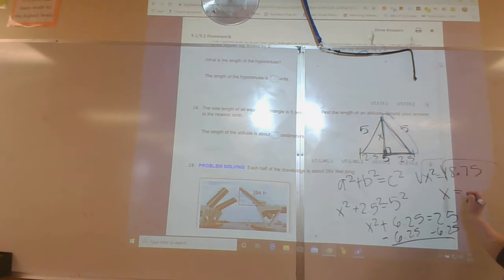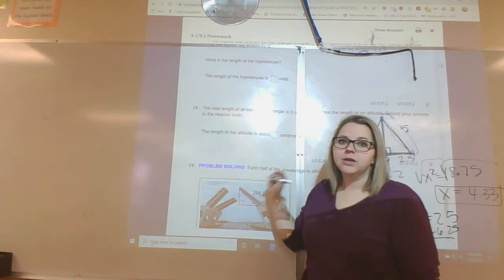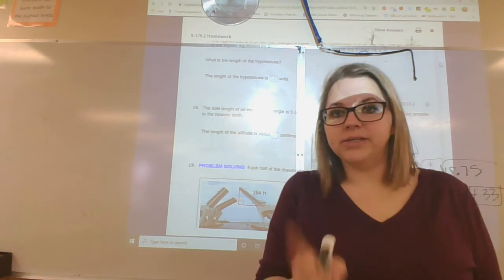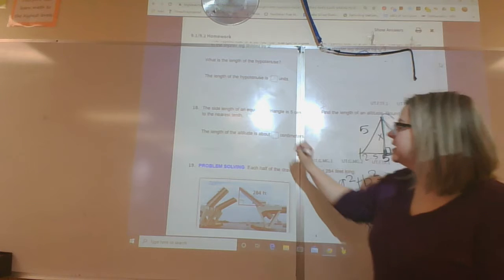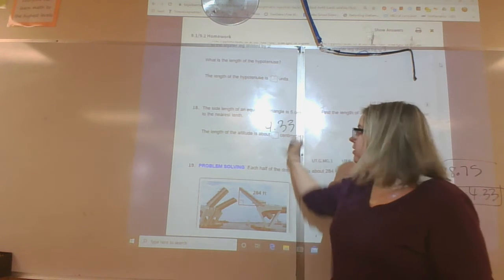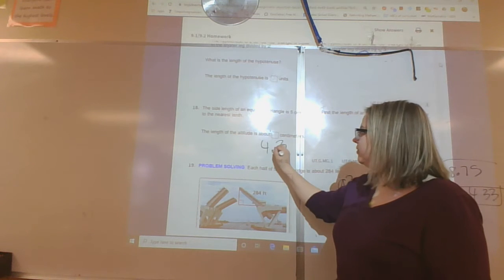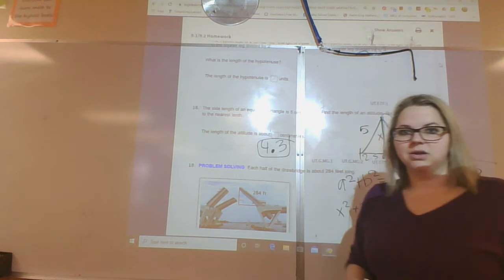So x equals the square root of 18.75, which is 4.33. So that would be my answer. But if you look closely here, it says round your answers to the nearest tenth. The nearest tenth means 1 decimal place. So if I put 4.33 for my answer, it's going to count that as wrong. So I'm just going to do 4.3. 4.3 is my answer, and you're good to go.